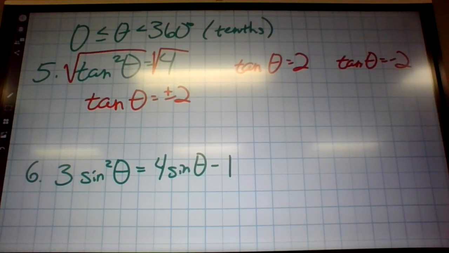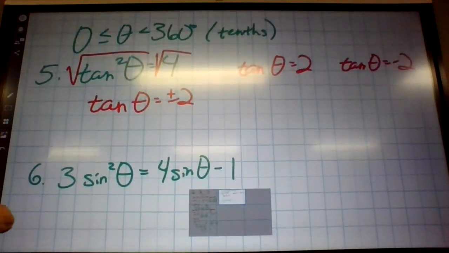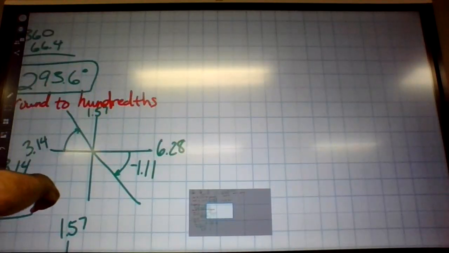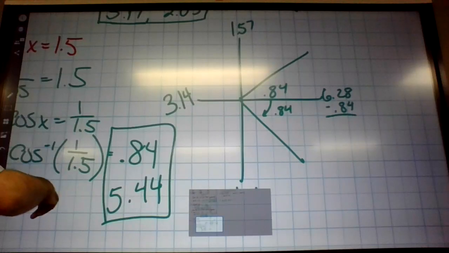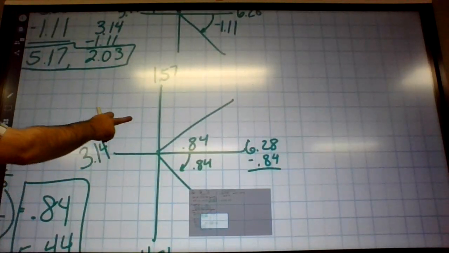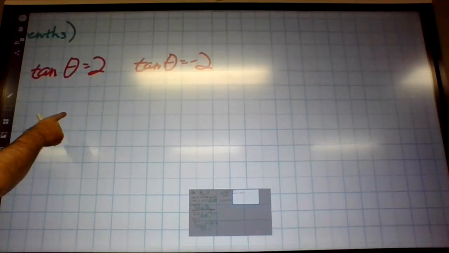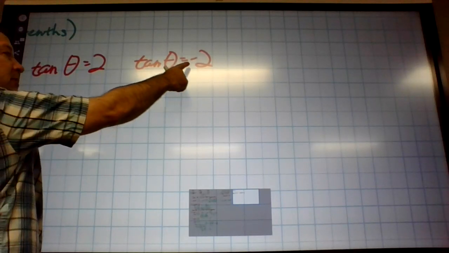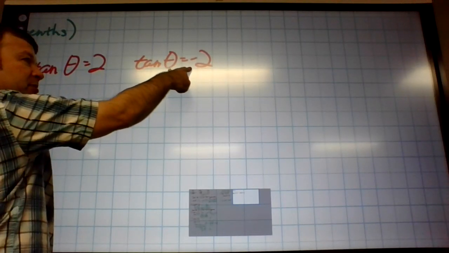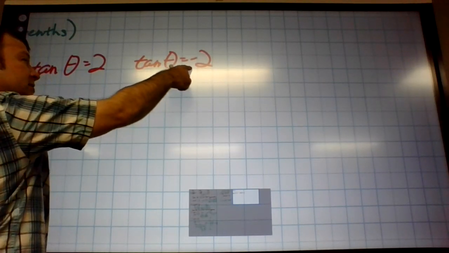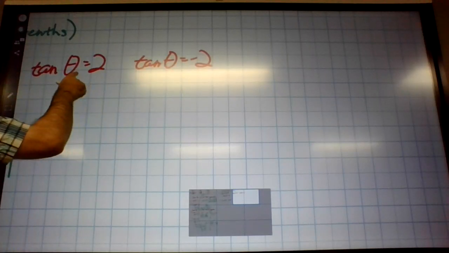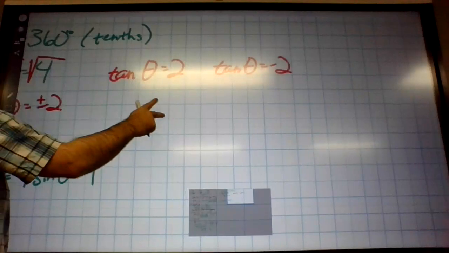Wait, did I already do tangent of theta equals 2? What did I put up here? I know I did a tangent. Was it 2? It was negative 2. Oh, it was negative 2. Okay, well, this won't happen on the test, but that would actually be the same two answers as number, was it 3? But these two will be a little different.